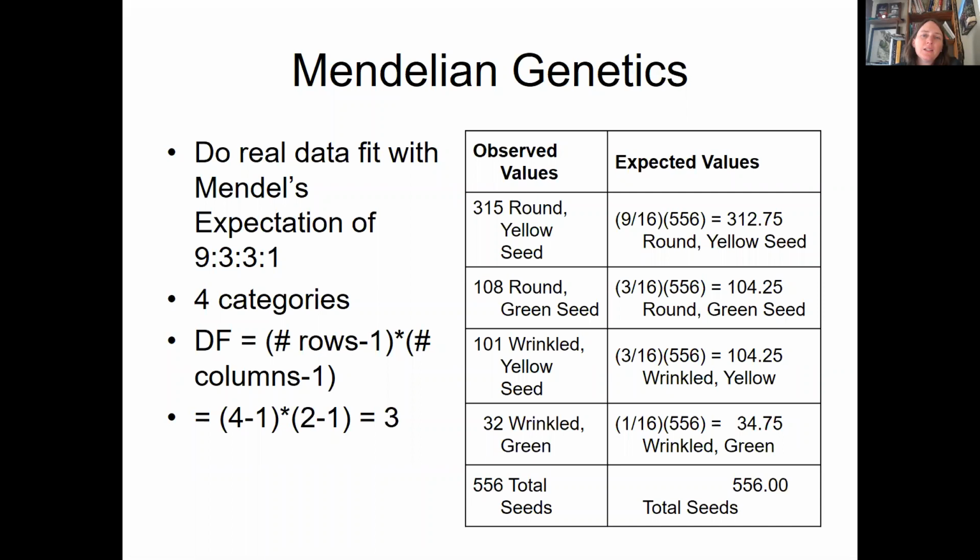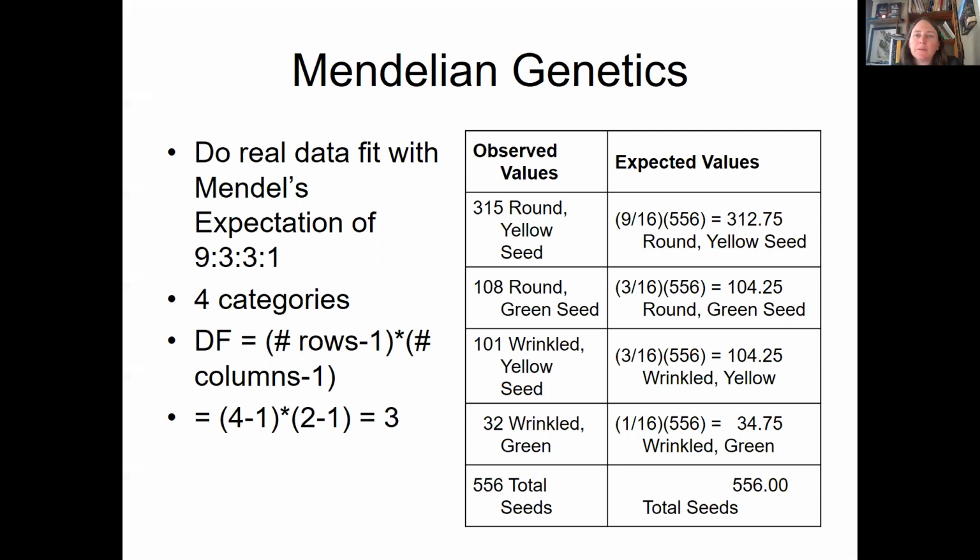Now, Mendel's expectations are that you would have found these different types of seeds at an expected ratio of 9:3:3:1. Now, you could figure out your expected values by taking 9/16 of the total number of seeds in your study, 556, to give you 312 expected round yellow seeds, 3/16 to get you 104 round green seeds, 3/16 to get you 104 wrinkled yellow seeds, and 1/16 to give you only 34.75 wrinkled green seeds.